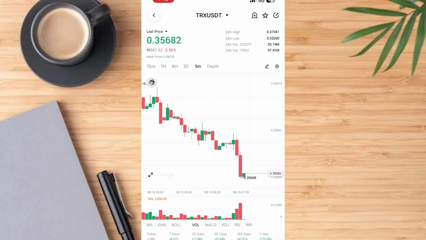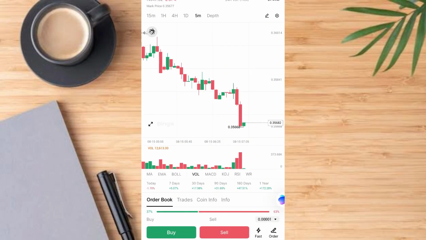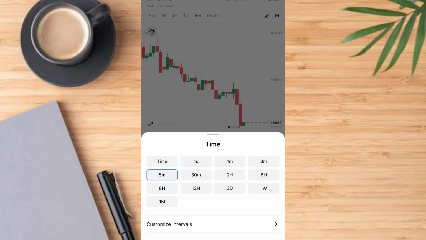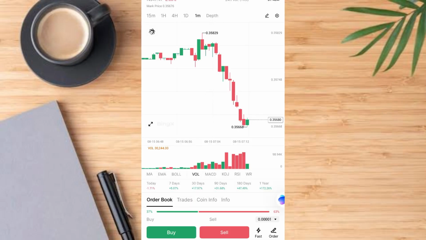Now that I've seen that, the next one is, you see, 15 minutes, 1 hour, 4 hours, and the rest. So here, tap on 5 minutes. Now you see the time. You have 1 minute. You have a series of times here. Let's tap on 1 minute. Once you tap on 1 minute, it comes out like this.